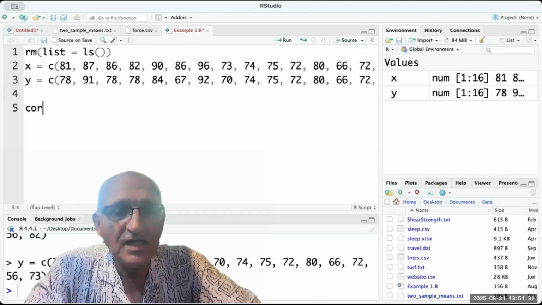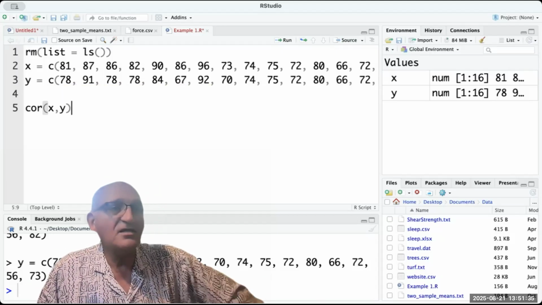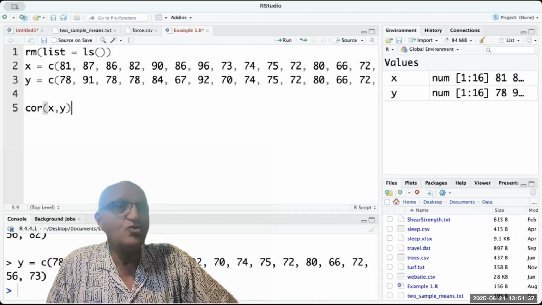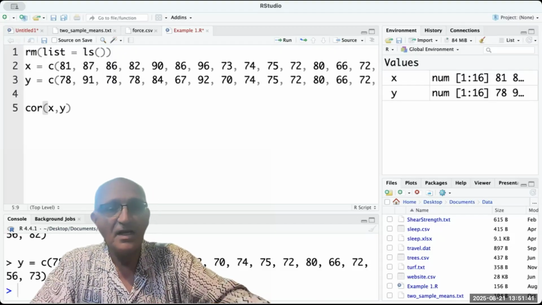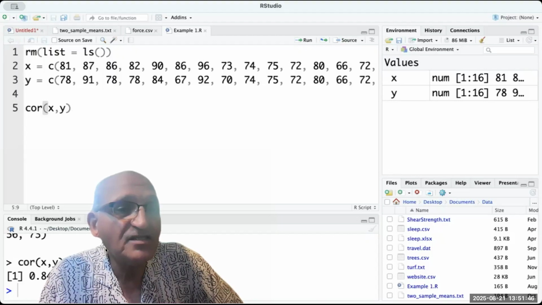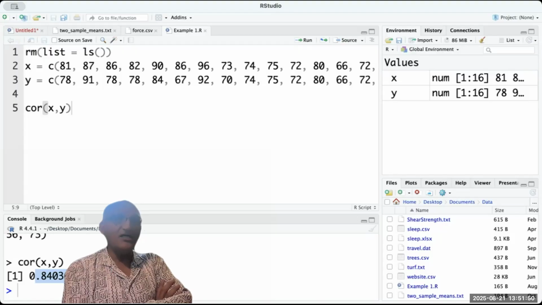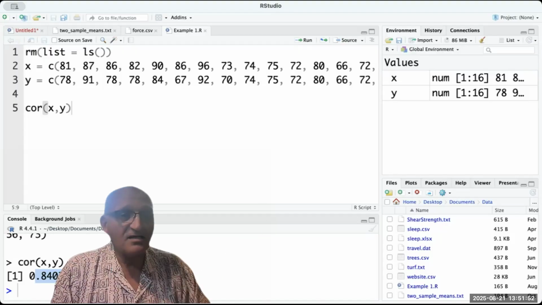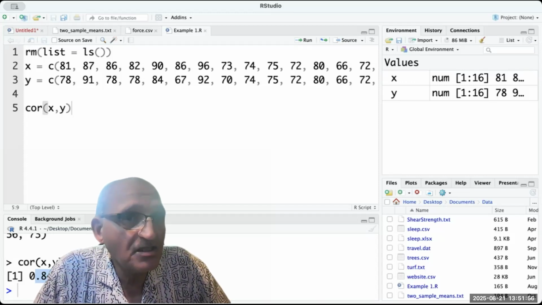Can we run a correlation between X and Y? If it's close to 0, I run a two-sample t-test. If it's close to 1, I would run a paired t-test. Let's see what we get. The correlation is 0.84. If you learned that in high school, or if you are taking statistics in high school now, you know that this is a high correlation.